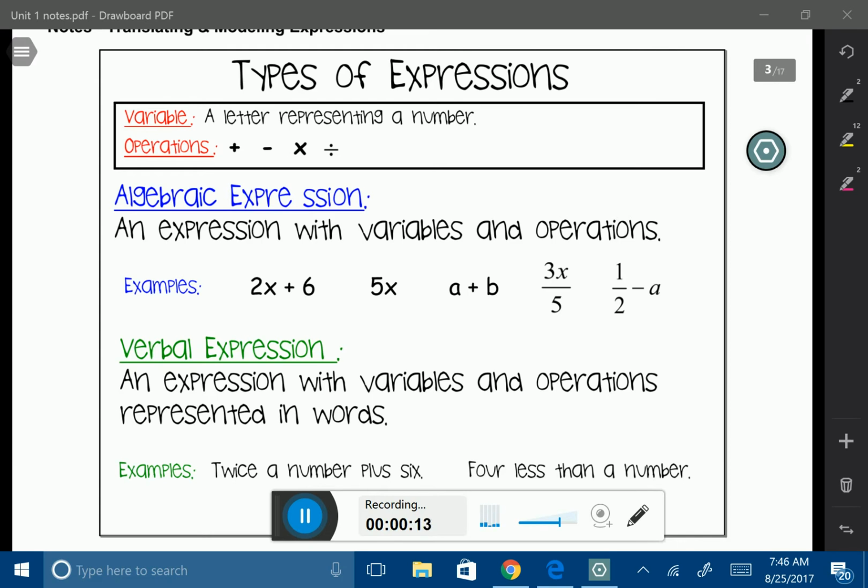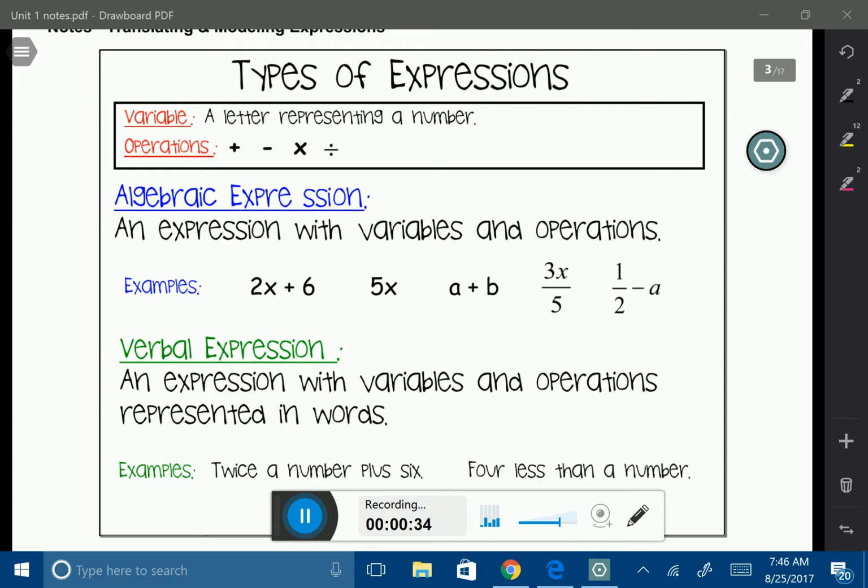An algebraic expression is basically an expression with variables. So if an expression has letters within it, it's called an algebraic expression. It also has other items like numbers and operations within it as well. But the key thing to know is that if it has a variable, it's called an algebraic expression.